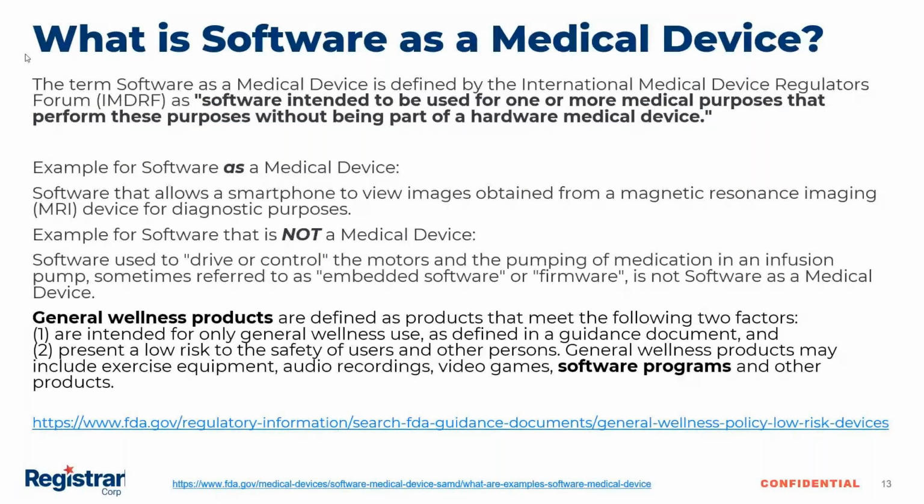Then also, if you are a developer of a phone app, because of the super high number of apps, FDA came up with the definition of general wellness products. General wellness products are defined as products that meet the following two factors. One, they are intended for only general wellness uses, as defined in a guidance document, and two, they present a low risk to the safety of users or other persons. General wellness products may include exercise equipment, audio recordings, video games, software programs, and other programs or products.